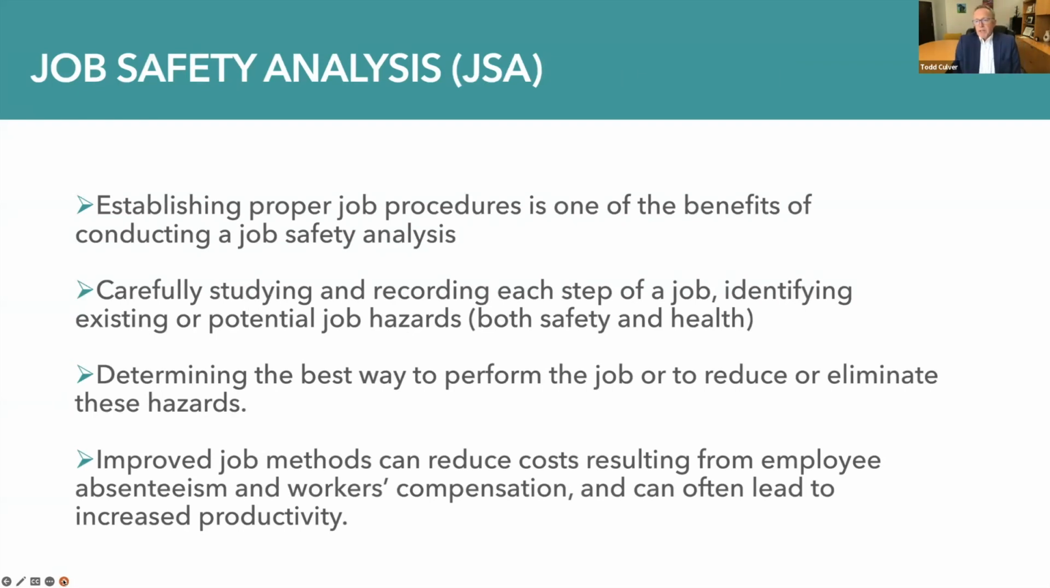When we talk about a job safety analysis, sometimes referred to as a JSA, establishing proper job procedures is one of the benefits of conducting a job safety analysis and carefully studying and recording each step of a job, identifying existing or potential job hazards in both safety and health. We determine the best way to perform the job or to reduce or hopefully eliminate these hazards, and improved job methods can reduce costs resulting from employee absenteeism, workers' compensation, and in fact can often lead to increased productivity.